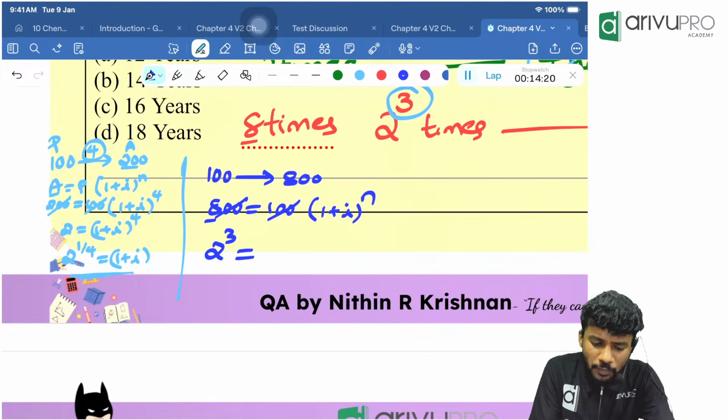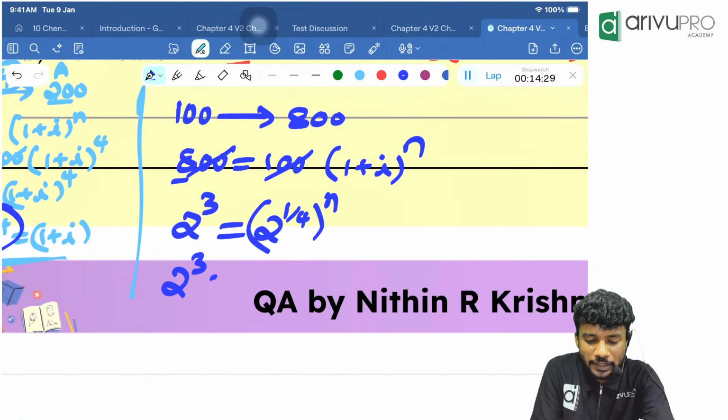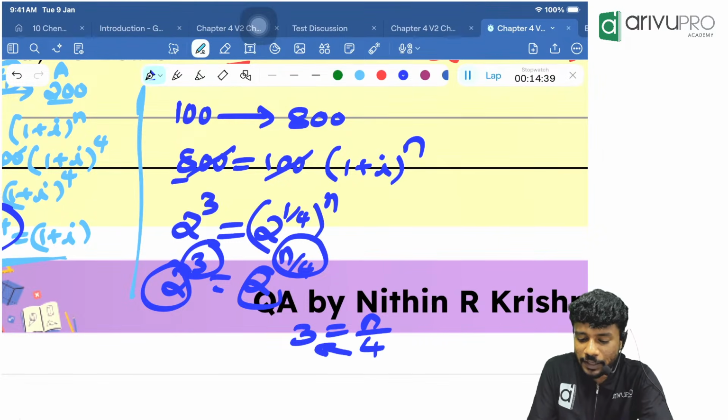Then 1 plus I value I already have. How much is it now? 2 power 1 by 4 the whole power n. That is nothing but 2 power 3 is equal to 2 power n by 4. Bases are same, then the power should also be same. 3 is equal to n by 4. Then cross multiply, it will become n is equal to 12.